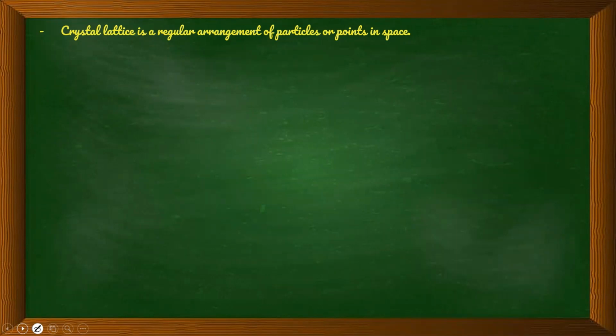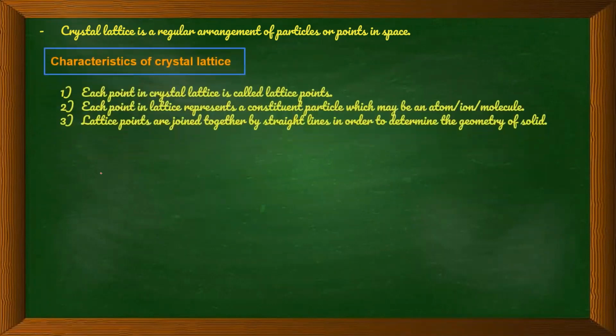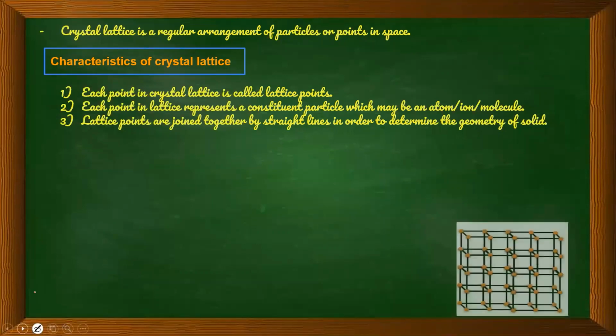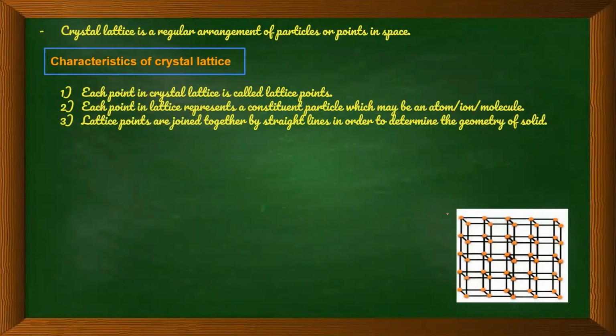Now let us discuss what are the characteristics of the crystal lattice. Now we will discuss some characteristics of the crystal lattice. Each point in the crystal lattice is called a lattice point. We know that in this figure, these orange marked points are known as lattice points.